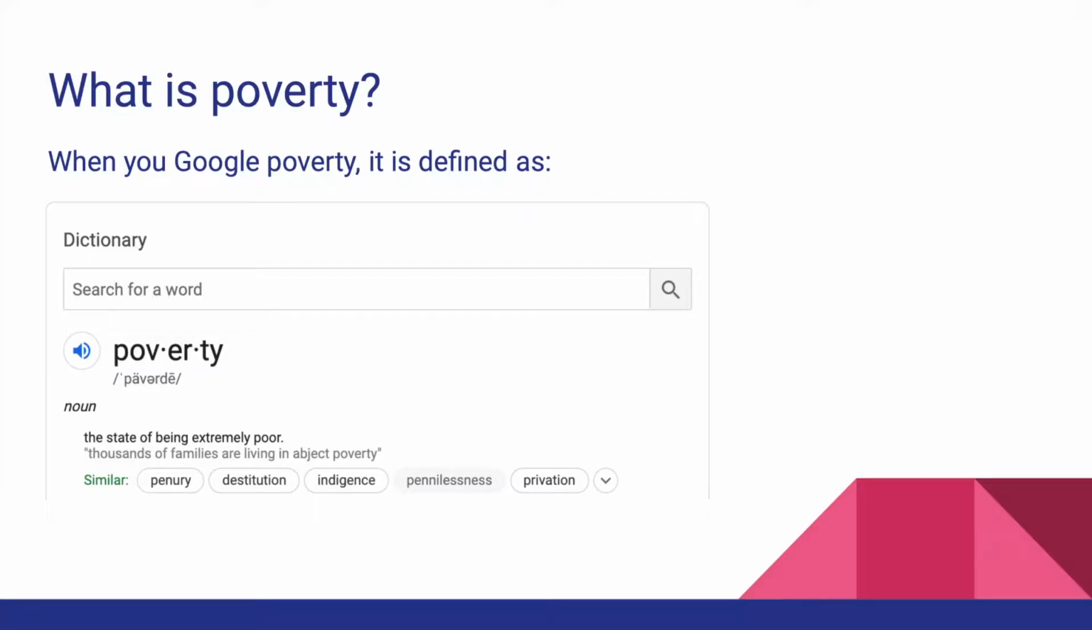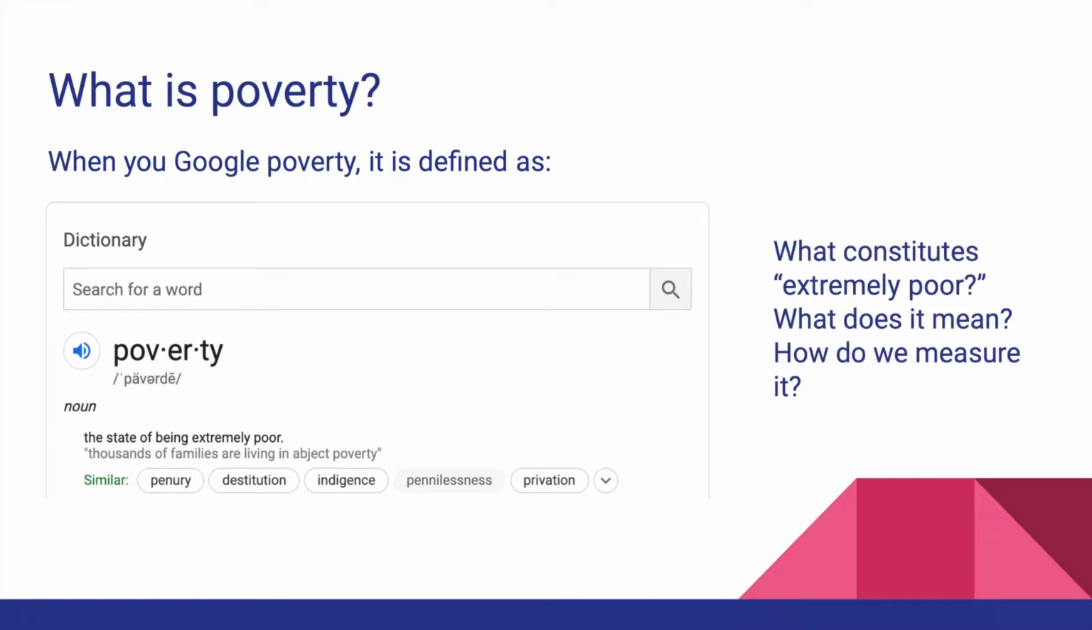The first step to understanding and measuring poverty is defining it. So, the first core question is, what is poverty? When you Google it, poverty is defined as the state of being extremely poor. Seems simple enough, right? When you think a little deeper, some problems arise. One might ask, what constitutes extremely poor? What does it mean? How do we measure it? These questions are key to understanding and measuring poverty.